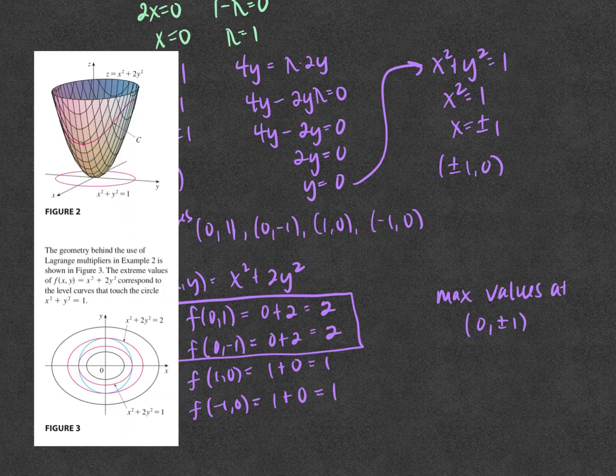So here you can see figure 2 is your f of x with your g of x on it. And figure 3 is the contour map, and it kind of shows the geometry happening. This is a very cool graph. In figure 2, you can see the circle x squared plus y squared equals 1 and the way it travels around. So we have maximum values occurring at 0, positive 1, and 0, negative 1.